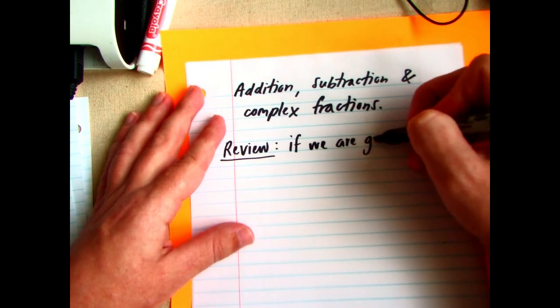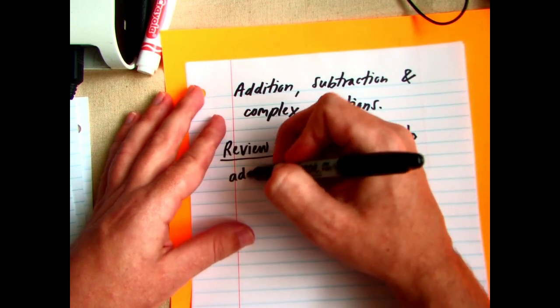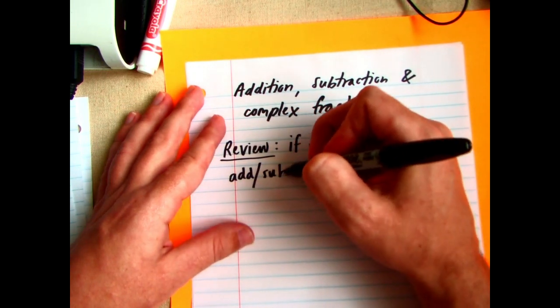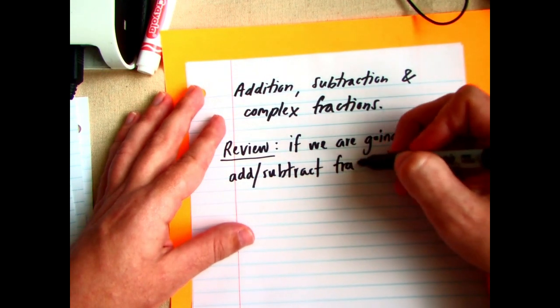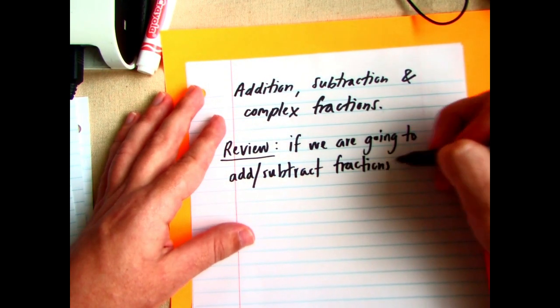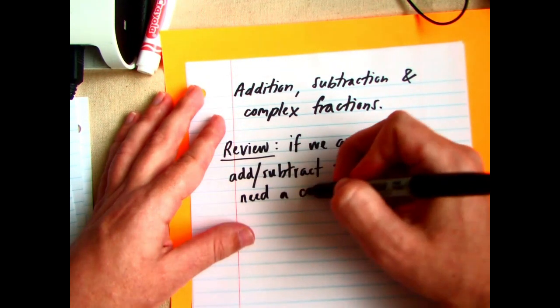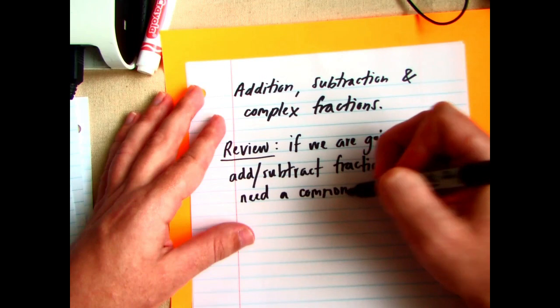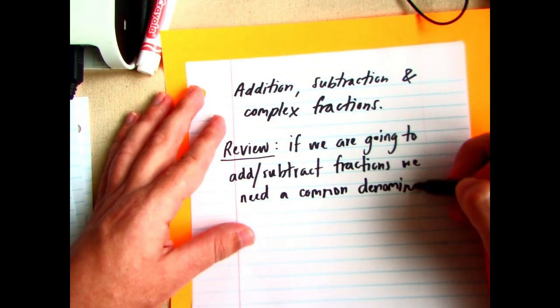Fractions tend to be all students' worst enemy, but if we're going to add or subtract two fractions together, we need to have common denominators. That is the requirement to add or subtract two fractions. We need a common denominator.